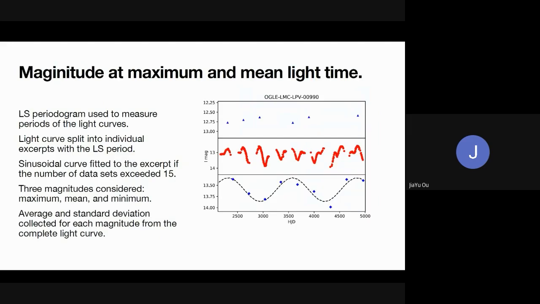So when we divide into regular and non-regular, we use the Lomb-Scargle periodogram to calculate the periods. When we get the true period, we cut the light curve into one cycle for each pulsation cycle, and use that to fit the light curve function. With the light curve function, we can get the magnitude of the maximum light, the mean magnitude, and the magnitude of the minimum.